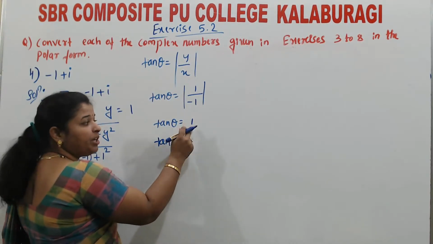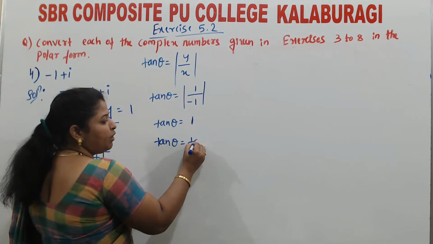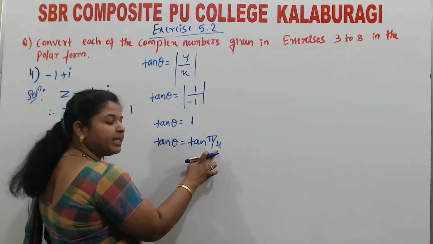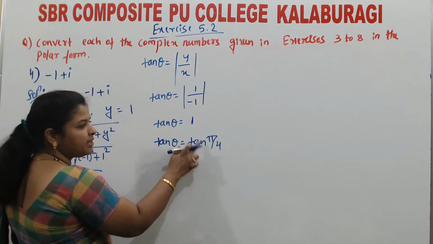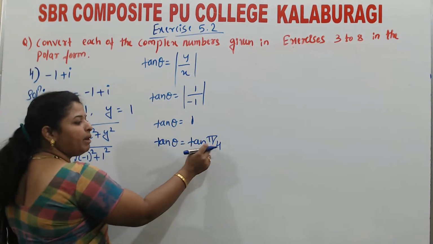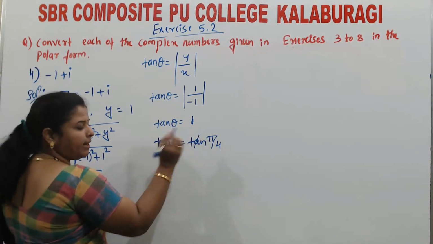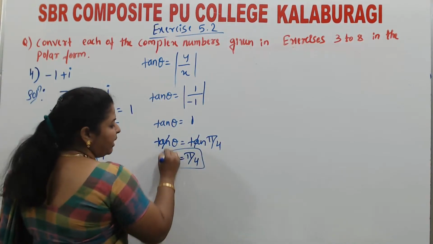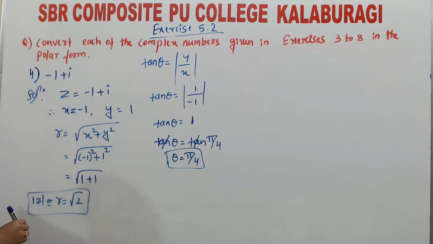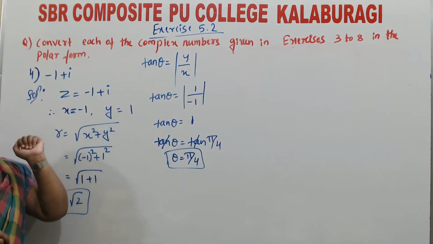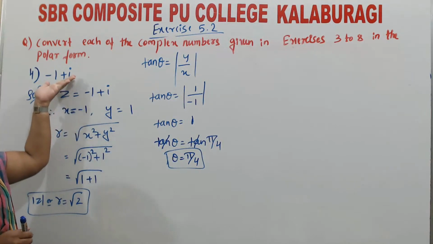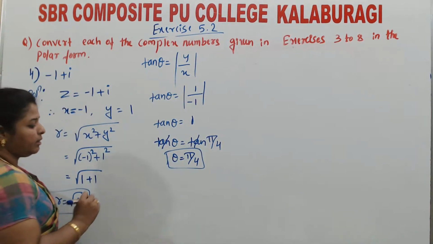Tan theta is equal to 1, in which angle? We know tan 45 degree. How do we write 45 degree in radian form? Pi by 4 is nothing but 45 degree, right? Tan 45 degree is equal to 1, or tan pi by 4 is equal to 1. Tan cancels, then theta is equal to pi by 4. Then for finding the argument of z, we have to check in which quadrant the given complex number exists. X is negative, y is positive.